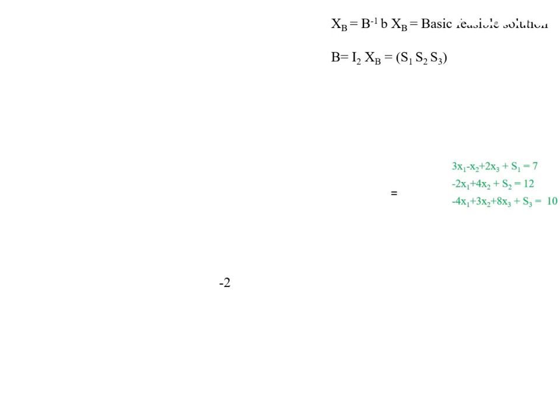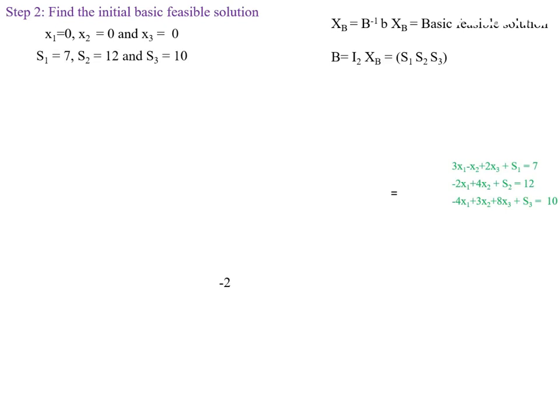The next step is to find the initial basic feasible solution. For this, assume that the decision variables x1, x2, x3 are 0 and substitute in the constraint equations. Then S1 will become 7, S2 will be 12, S3 equal to 10.